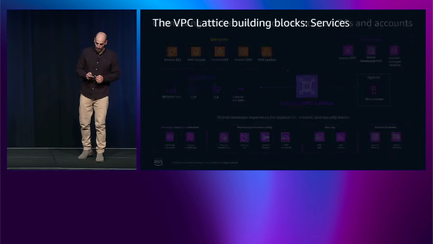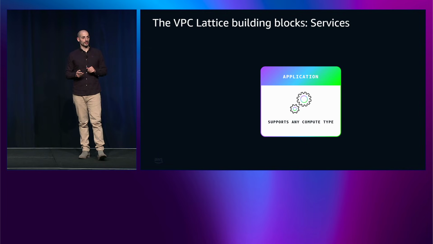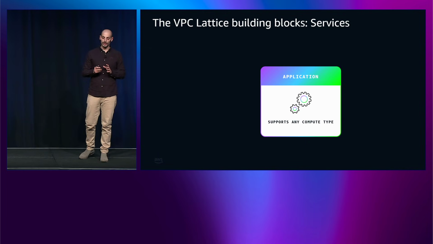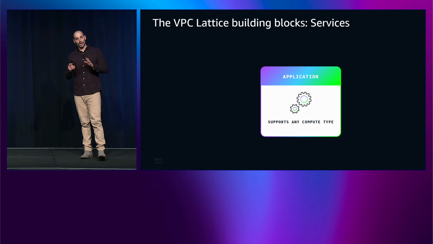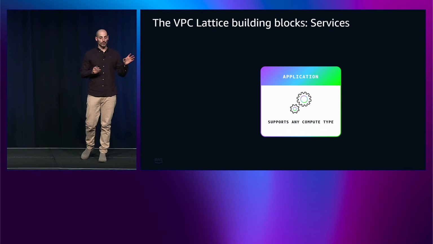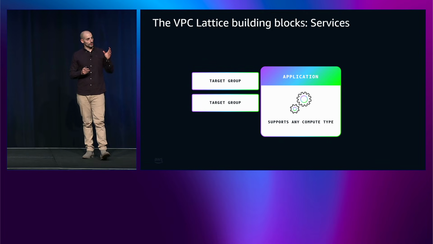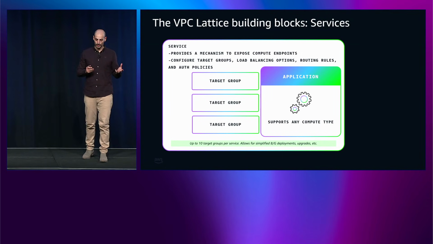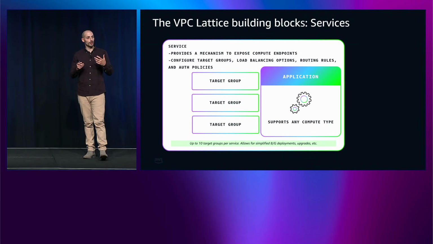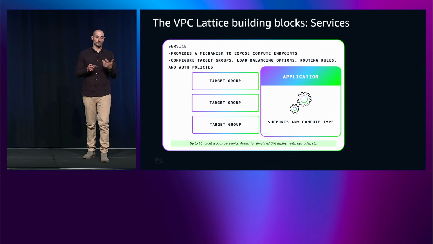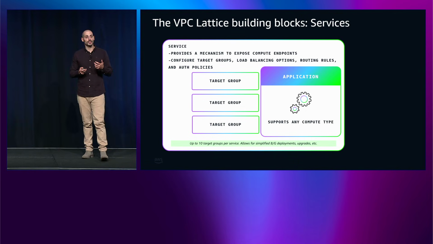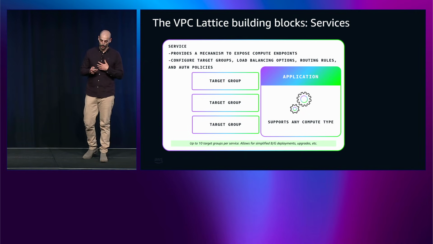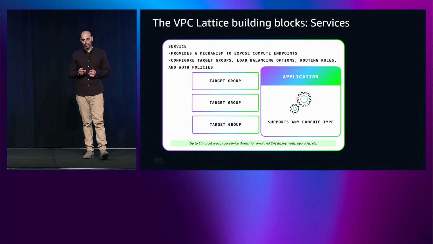Now let's take a look at the different building blocks that Lattice offers. The first thing, the core of the service, is the services. Here you've got your application with any type of compute that it supports, and you will put that application into one or multiple target groups. Once you've got that, you have this logical group, what we call a service. With that service, it basically allows you to expose your compute as an endpoint, and then you'll be able to apply different routing rules, load balancing options, and auth policies. So that's the first building block.